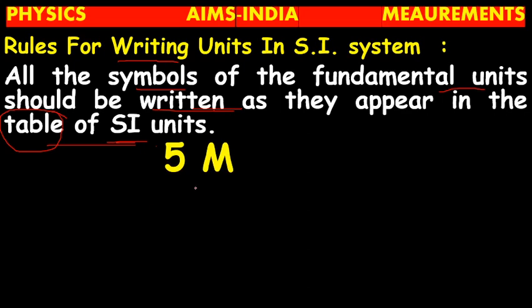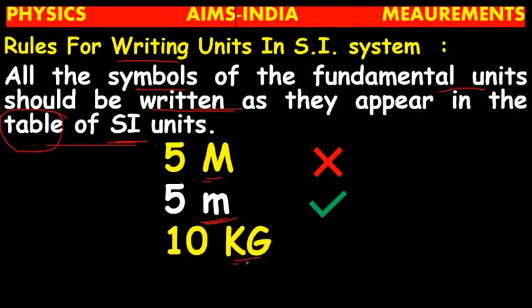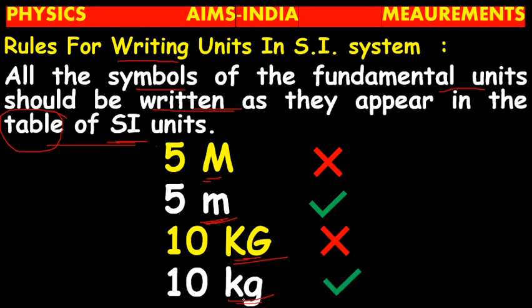Suppose 5 meter. If I write 5 meter like this, 5 after capital M, this is wrong. This one is wrong representation. The standard symbol for meter is small m, not capital M. So 5 small m is correct one. In the same way, 10 kg. If you write like this, then it will be wrong. So we have to write it as 10 kg like this. So like this, the first rule is the symbol should be written as they have been mentioned in the table, ISQ table.